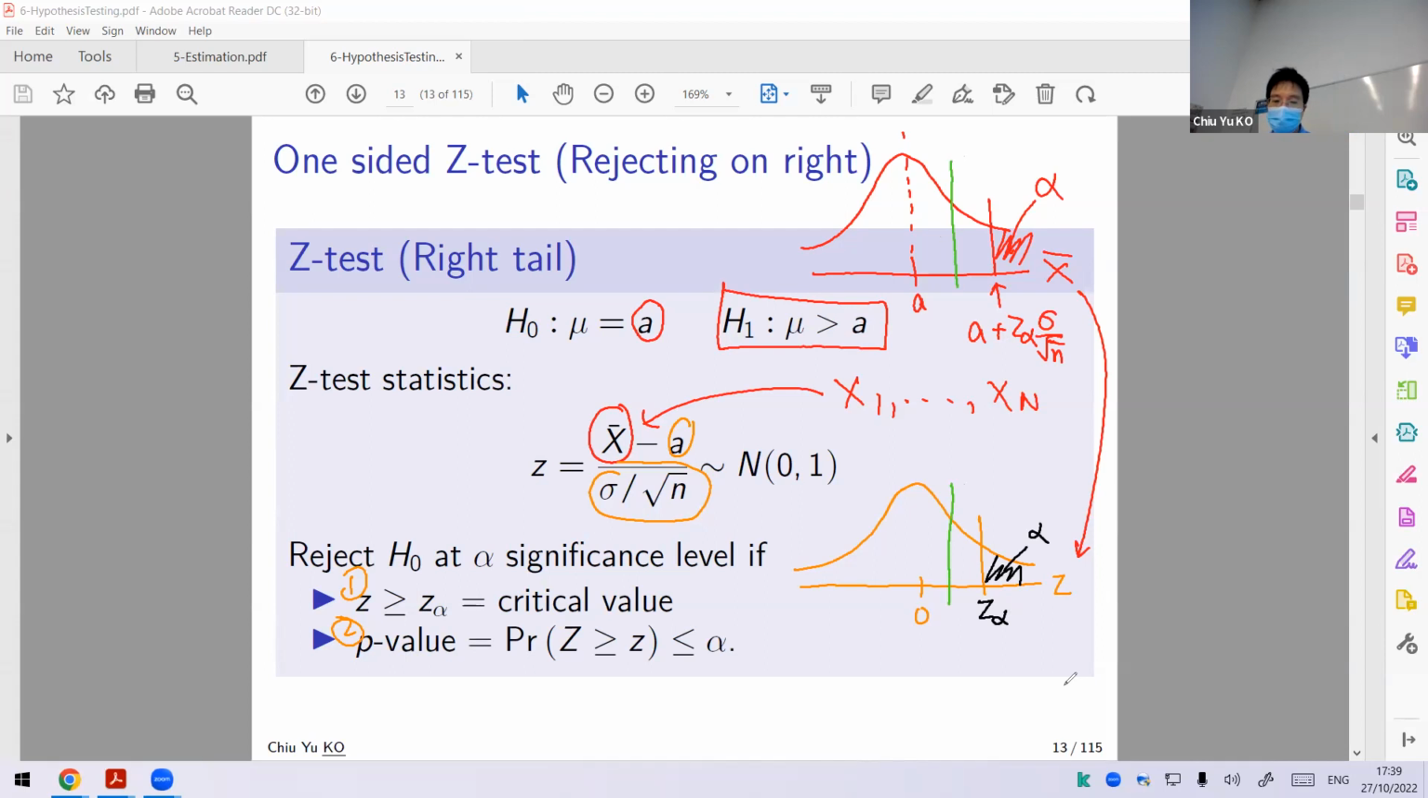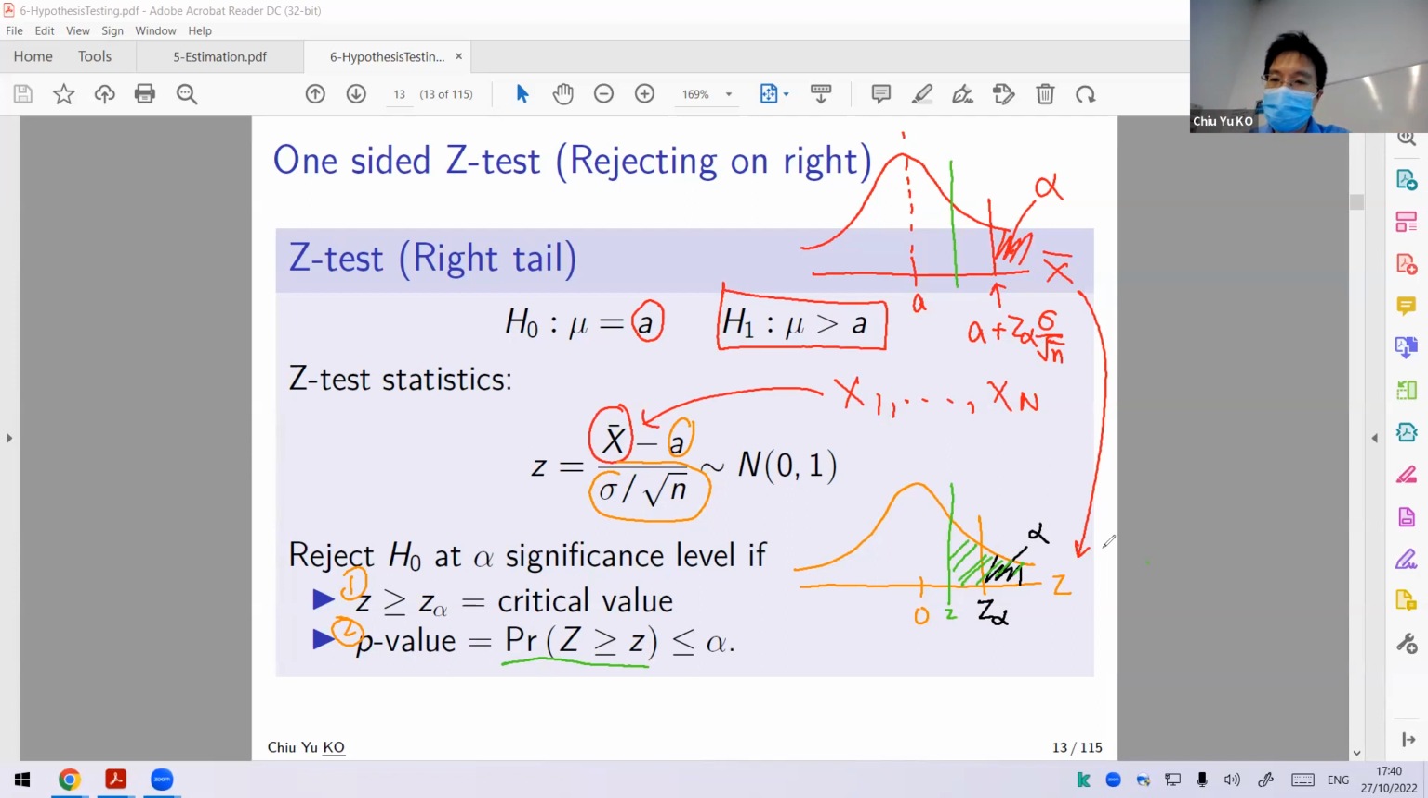And method 1 would say you do not reject, right? Because this value is smaller than the critical value. Or you can look at the p-value. How to do the p-value? The p-value is defined as the probability of getting more than what you found. So look at this area, okay? This area is more than alpha, so you don't reject. If this is way beyond, much more, then the area is smaller than alpha, and you reject, okay?